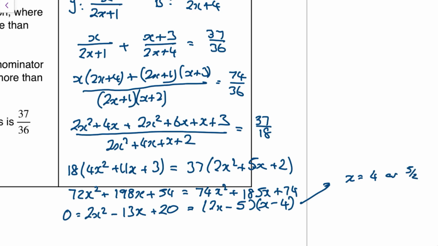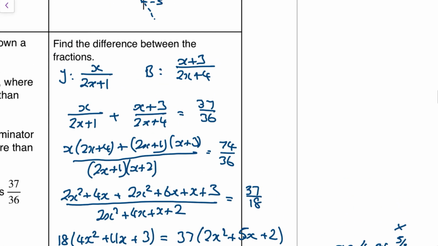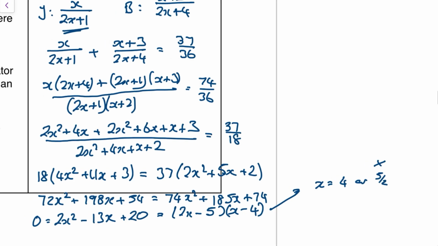Now one of those it can't be, and one of those it can be. It can't be 5 over 2 because you'll remember that I said x is an integer. I didn't say that out loud, but implicitly that's within what I wrote. So therefore it must be the case that x is equal to 4.